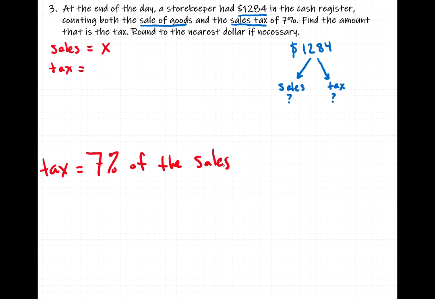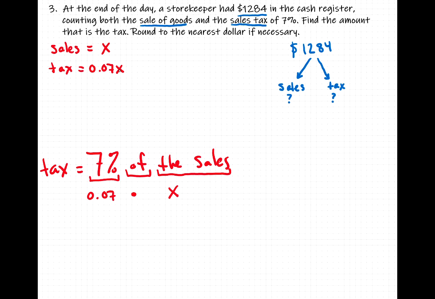Okay, so what does that mean? Well, 7%, that's 0.07 when we convert that to a decimal, and of means multiplication, and the sales, the amount of sales, that we don't know, that we're calling X. So the amount of tax is 0.07 times X. So let's put that up here, 0.07X. Okay, so now we've represented the unknowns both using the variable X.